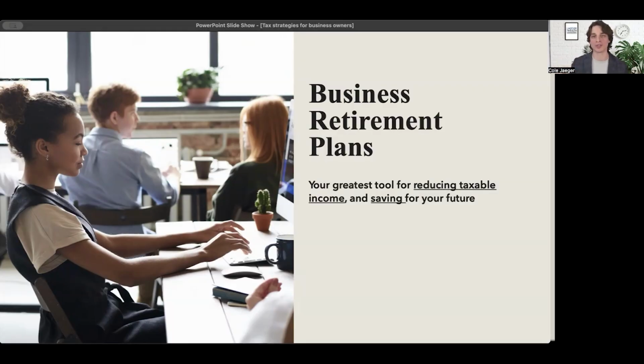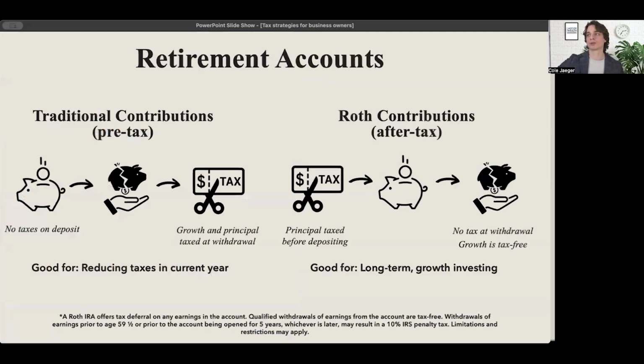So the second purpose is the tax advantaged savings. Let's quickly overview the two types of retirement accounts that you can contribute to. In a traditional account, you put money in and you don't pay taxes on it until it's withdrawn. This is great if you're looking to reduce taxes in the current year and you want to defer taxes until retirement where you're likely to be in a lower tax bracket. You'll pay taxes on both the growth and principal at your ordinary income rate when withdrawn.